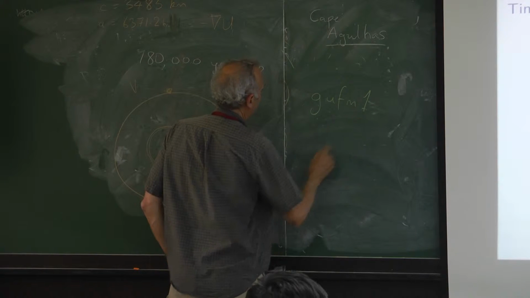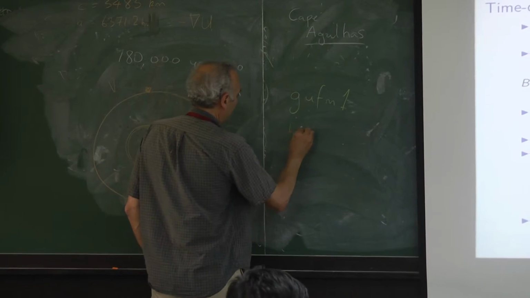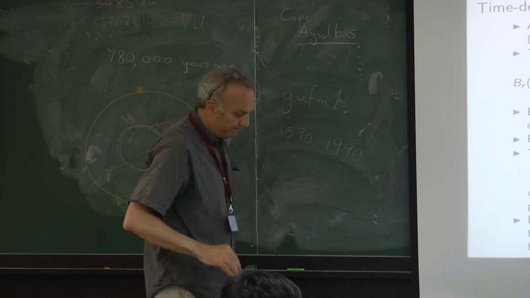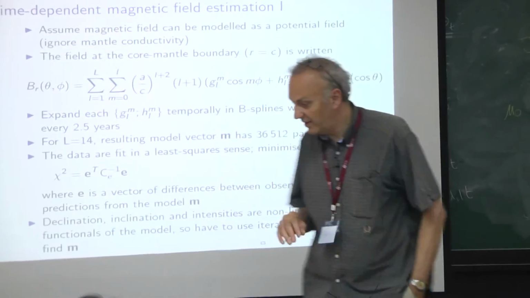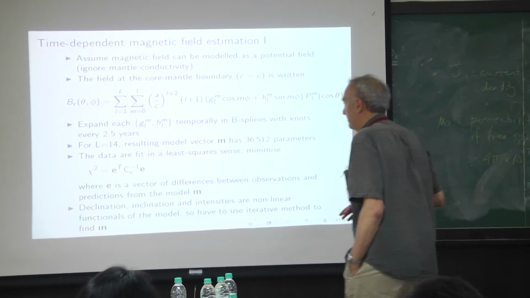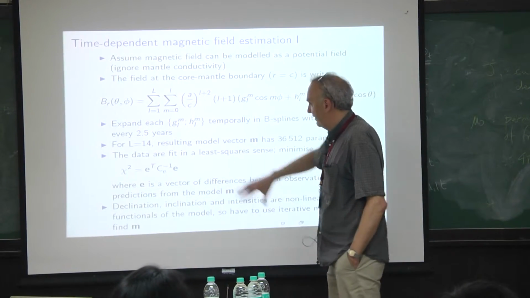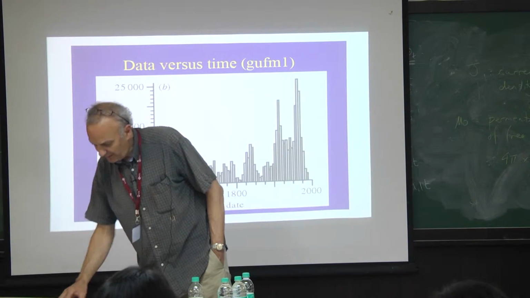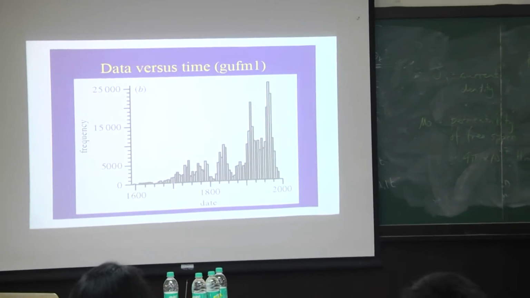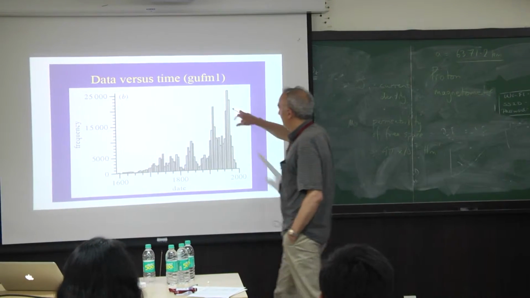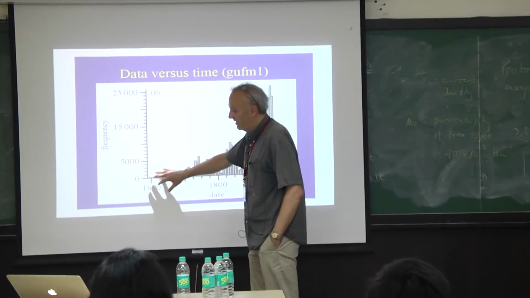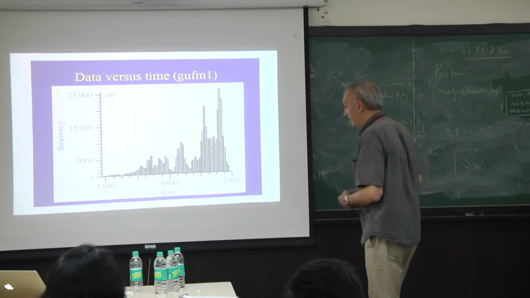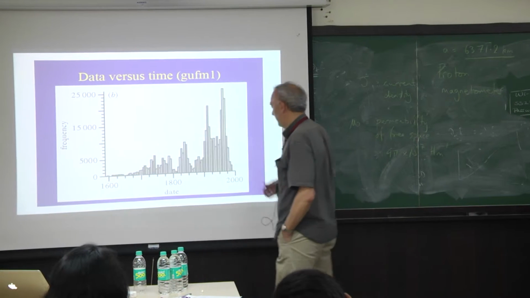GUFM1 represents the field from the year 1590 to 1990, so it doesn't quite go to the present day, and it's based on lots of different types of data. Maybe I'll leave this slide for you to read at your leisure, because it's not so interesting. This is the kind of data distribution that goes into this model, starting in 1590. Of course, it goes without saying that as you go back in time there are fewer and fewer data available, gradually increasing out to the present day.